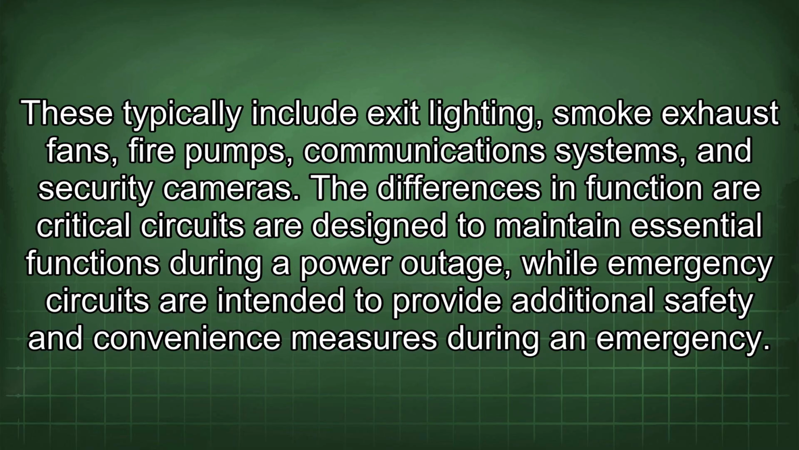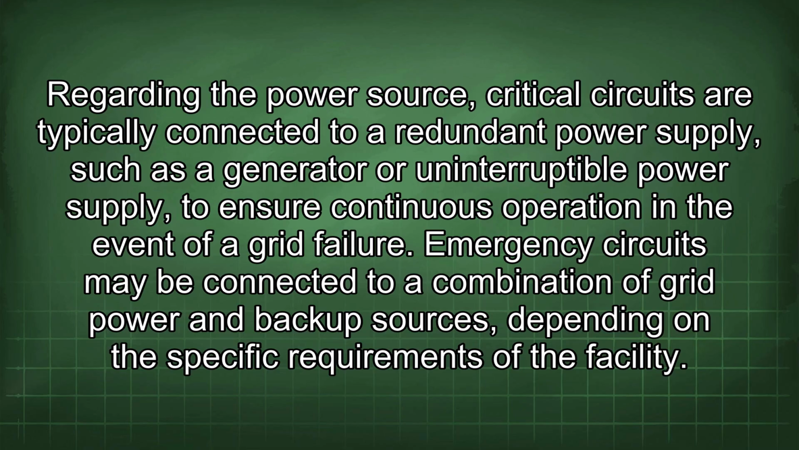The differences in function are that critical circuits are designed to maintain essential functions during a power outage, while emergency circuits are intended to provide additional safety and convenience measures during an emergency. Regarding the power source, critical circuits are typically connected to a redundant power supply, such as a generator or an uninterruptible power supply, to ensure continuous operation in the event of a grid failure. Emergency circuits may be connected to a combination of grid power and backup sources, depending on the specific requirements of the facility.